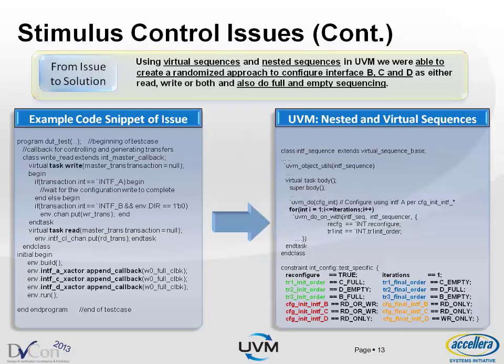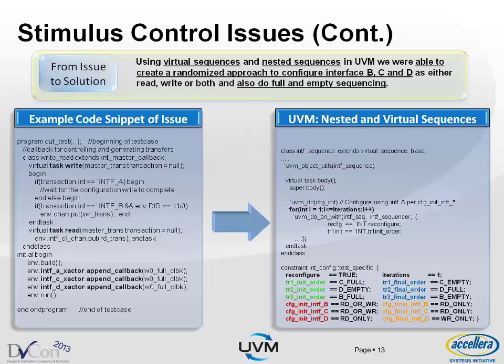So just to give an example, a test writer would go write a program block. They would have a write task, a read task, they would register their callbacks, and boom, one test case. But when we went to UVM, we were able to use sequences, nested sequences, and the concept of virtual sequence to create a very generic for loop. The test case came down to just this colored portion right here.